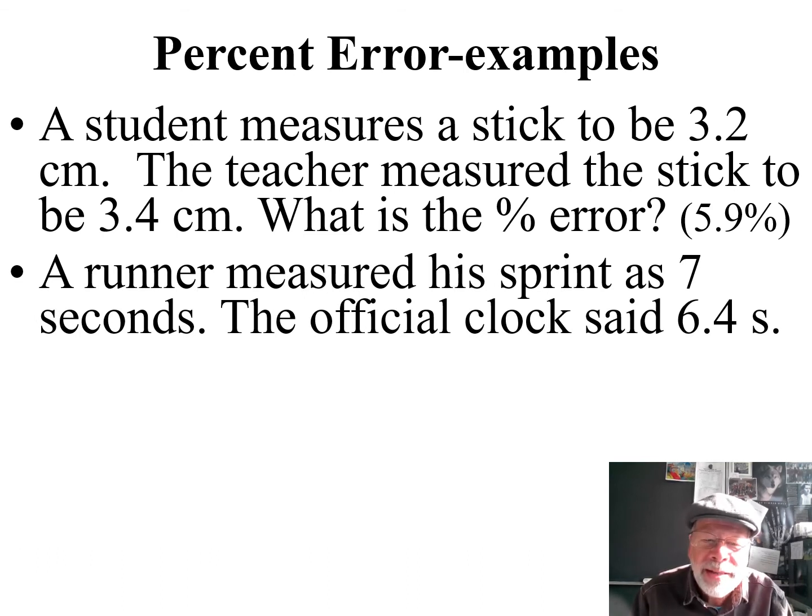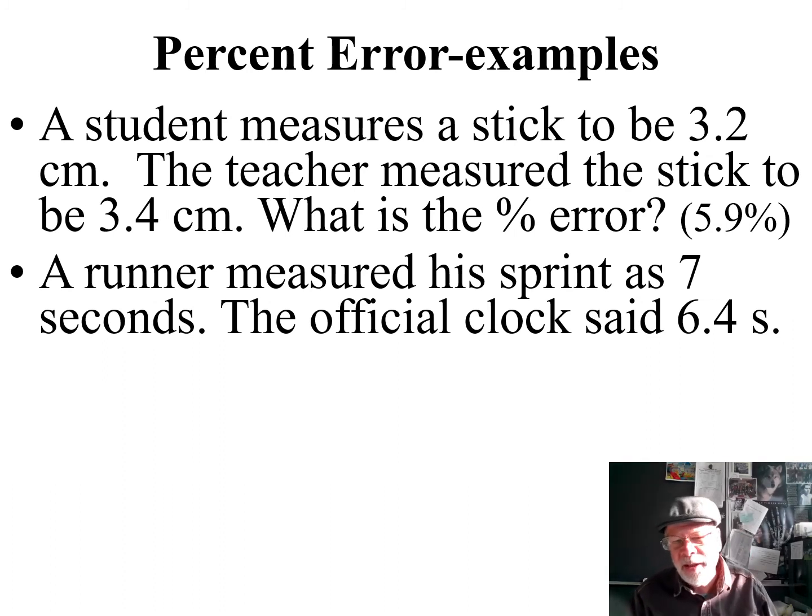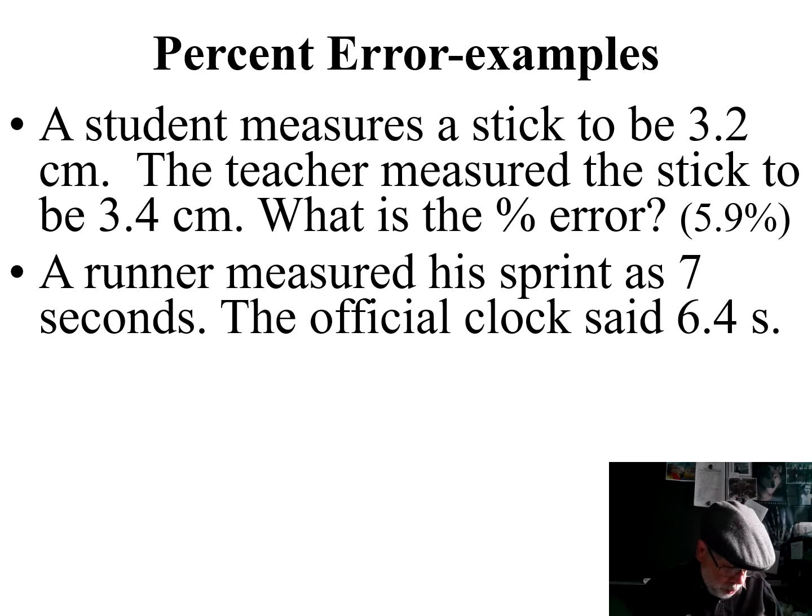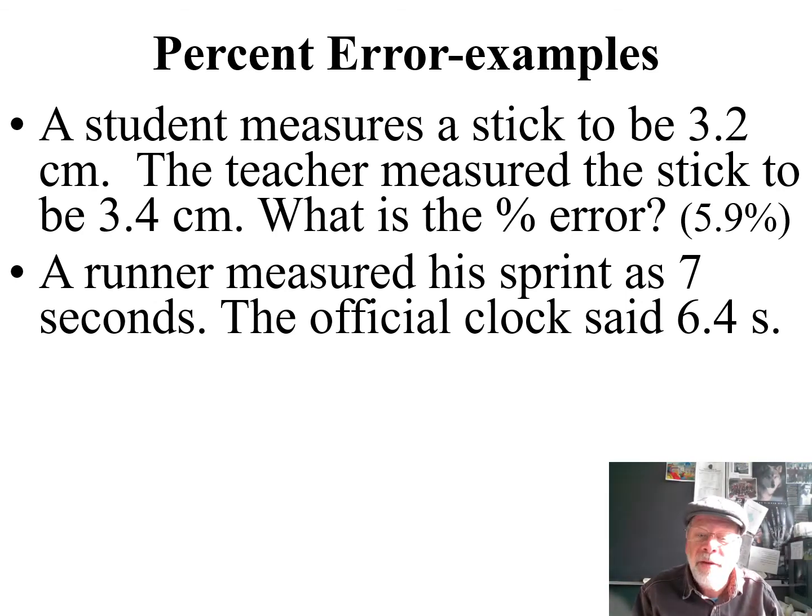A runner measured his sprint as 7 seconds. The official clock said 6.4 seconds. Okay, write down the formula. Percent error equals difference from accepted value divided by accepted value, and then substitute in. So the difference would be 7 seconds minus 6.4 seconds. That's 0.6 seconds divided by the official value. That's your clock, which is 6.4. Press equals, tiny number, multiply it by 100 equals 9.4. Put a percent there, so 9.4%.